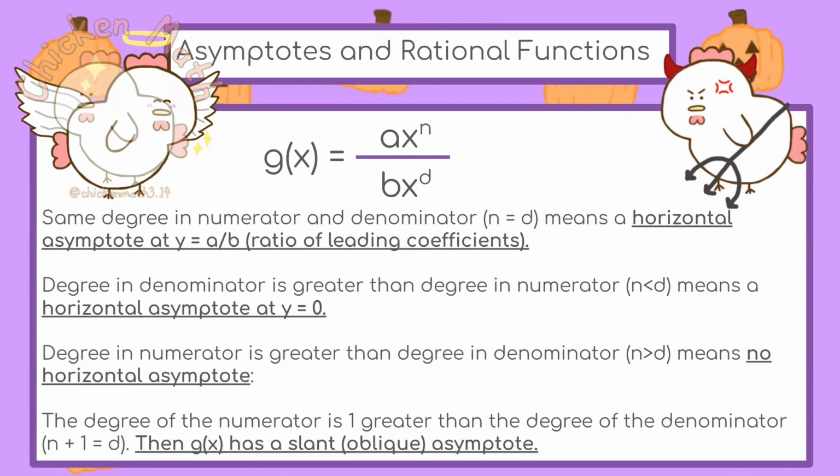And when the degree in the numerator is greater than the degree in the denominator, that means there isn't a horizontal asymptote. But we could have a slant asymptote if the degree in the numerator is 1 greater than the degree in the denominator. And we'll talk more about slant asymptotes in the next few slides if you're confused.